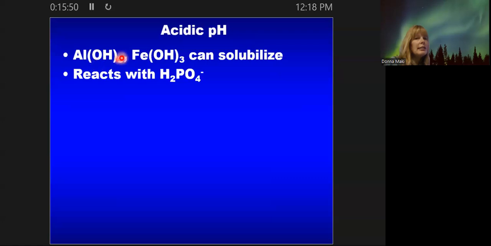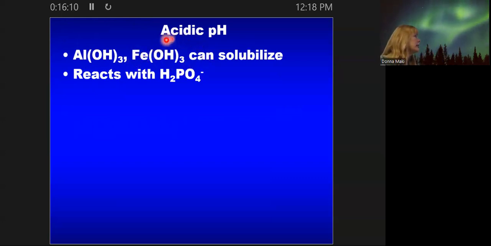It can create some problems. For example, aluminum compounds can solubilize. Aluminum is toxic to plants. It's toxic to any organism in high enough amounts. So that's not necessarily a good thing. So having some metal contamination in your soils can be concerning.